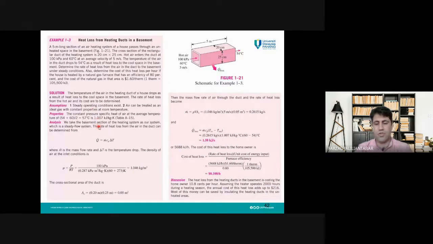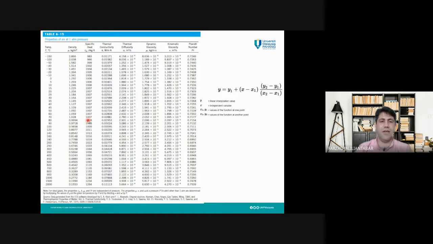But for which one of these temperatures? We have two temperatures here, 60 and 54. If you remember, Cp is for the average temperature. So first we need to calculate the average temperature. We have 54 and 60, so the average of these two, 54 plus 60 divided by 2, would be 57 degrees Celsius. So the temperature is 57 degrees Celsius. How much is the specific heat? Okay, let's find 57.